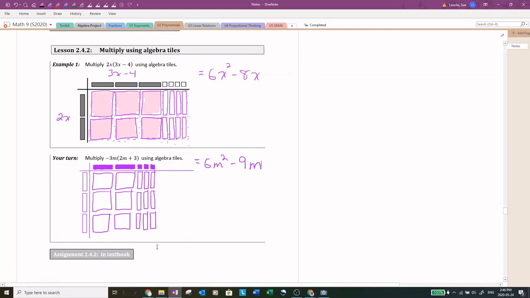2.4.2 in the textbook. Now that assignment is specifically using algebra tiles, and I really want you to go and do that with algebra tiles. And then come back again. There's one more part of this, actually two more: multiplying using an area model or a rectangle diagram. So go do the practice, check your answers, and then come on back, okay?